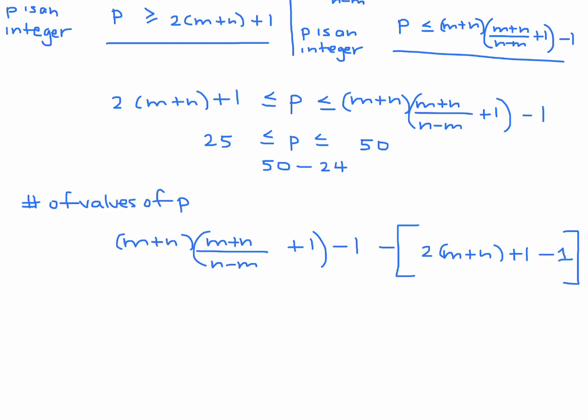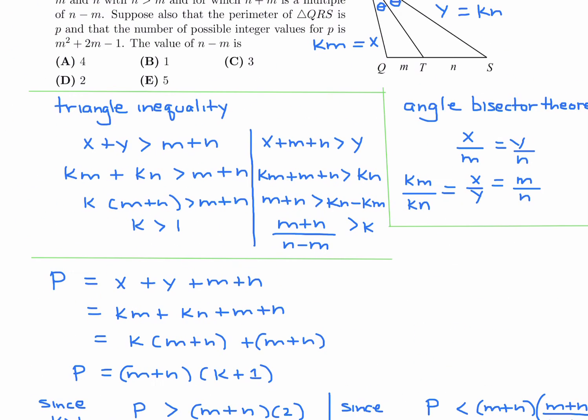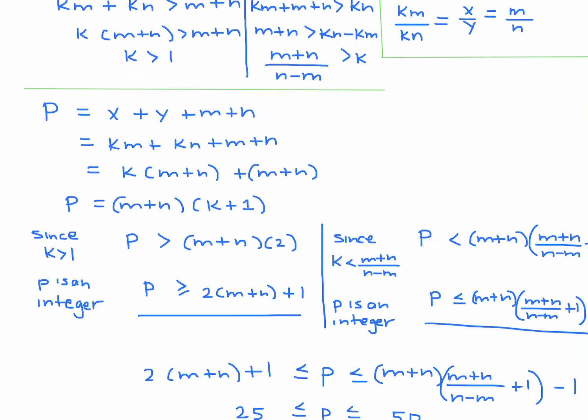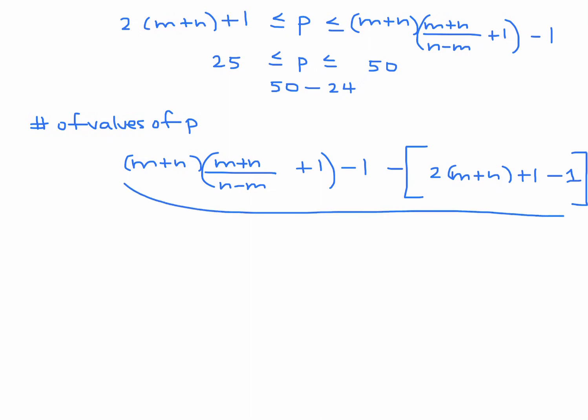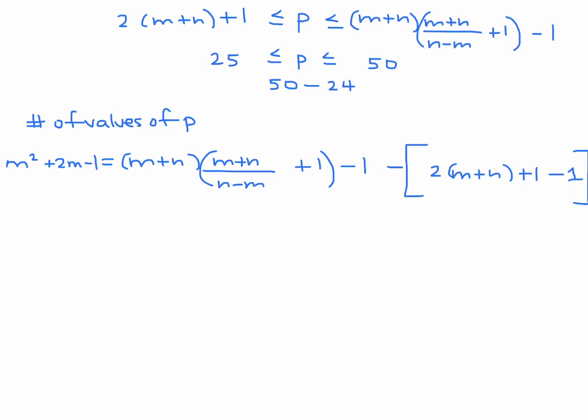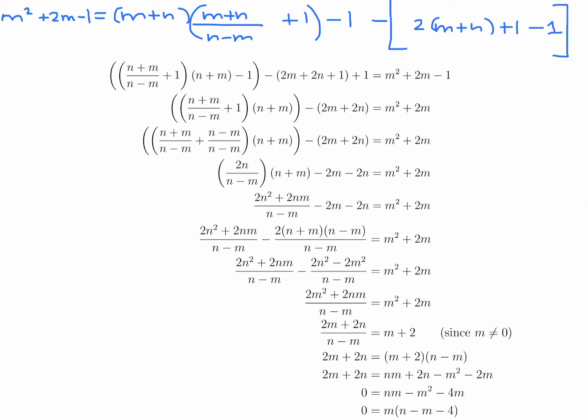And then they told me that the number of values of p is equal to something. In the question, the number of possible integer values for p is this, m squared plus 2m minus 1. So that m squared plus 2m minus 1 is essentially what this whole thing is equal to. So I'll put it here. M squared plus 2m minus 1. And there you go. This is what we have to now simplify. And there you go. There's a simplification.